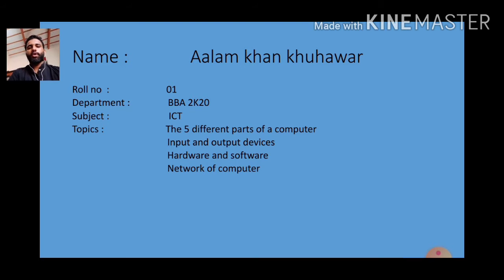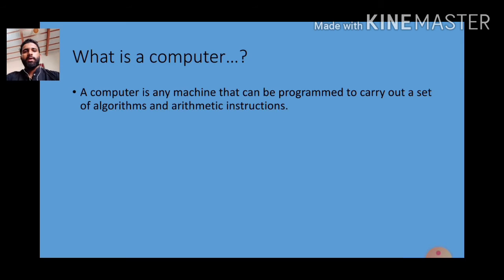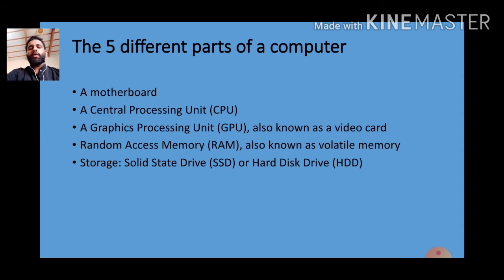My roll number is 01 and I am going to tell you about ICT, Introduction to Computer. Here are some topics: the five different parts of a computer, input and output devices, hardware and software, network of computer. First of all, we should know what a computer is. A computer is any machine that can be programmed to carry out a set of algorithmic and arithmetic instructions. So here are the five main different parts of a computer.